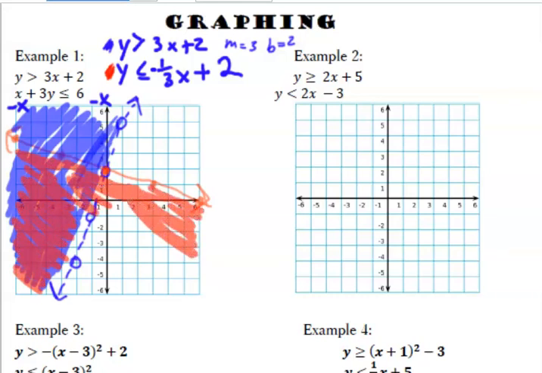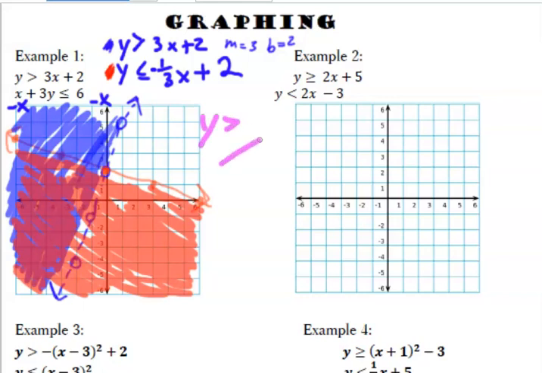Now the solution set will be where it's shaded for both inequalities. That would be this part. So that would be the solution region. A good thing to remember is if you have y is greater than, you'll shade above. If you have y is less than, you'll shade below. Below the b and above the b.